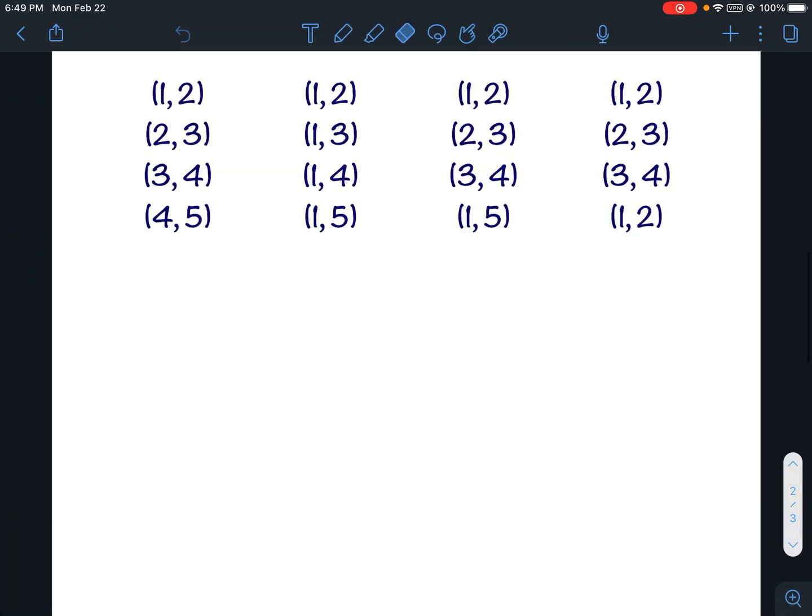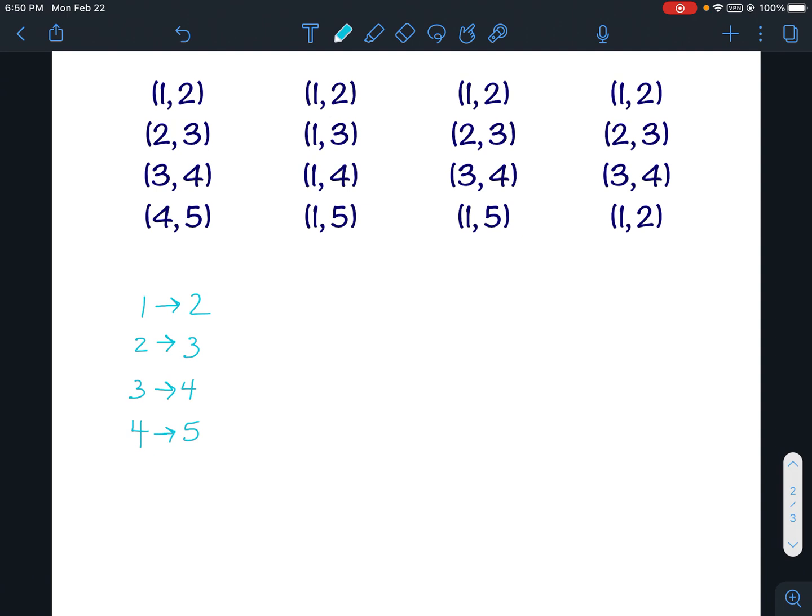Let's take a look at this. Looking at this first group here, my inputs are 1, 2, 3, and 4. What is the output for 1? The output for 1 is 2. The output for 2 is 3. The output for 3 is 4. And the output for 4 is 5.